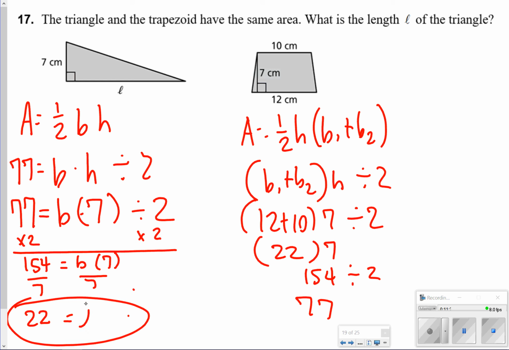Again, if you wanted to check that, you could plug in 22 right here. Is 22 times 7 divided by 2 going to give you 77? Yes, it does. That's why we know our answer is correct.